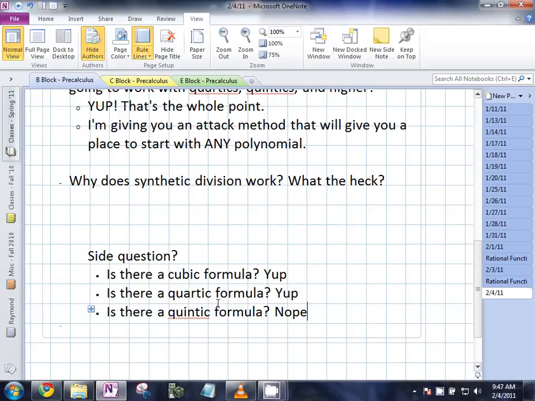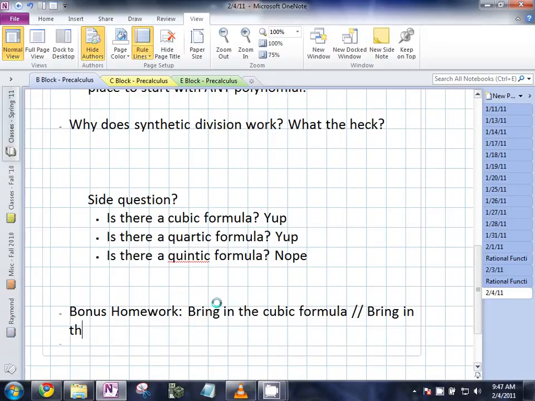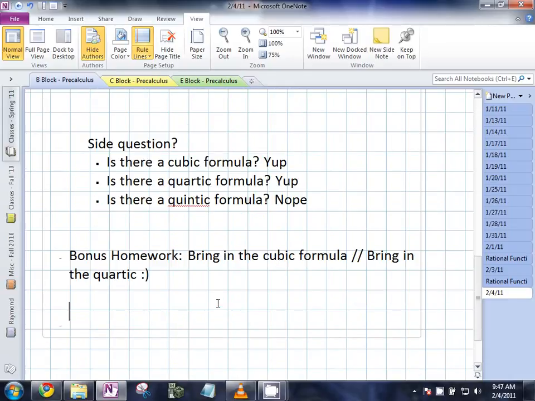Isn't that cool? So here's a little bonus homework if you want this. Bring in the cubic formula. Just bring it in. Write it down. And second, how about this? Bring in the quartic. You look it up. Just take a look.